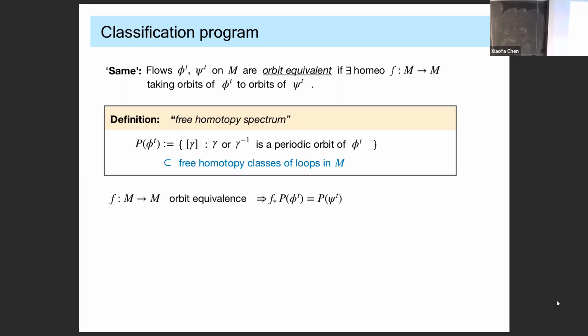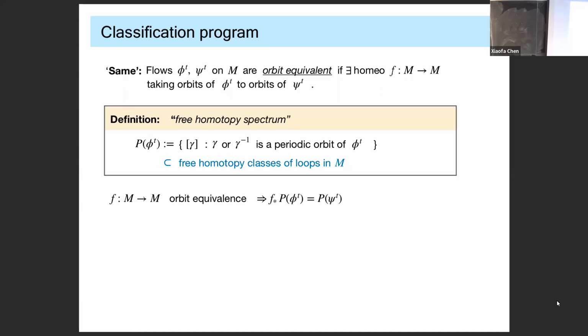There's a homeomorphism of your manifold that takes orbits to orbits. How do you tell things are not the same? Well, here's one invariant to tell that 2 flows are not the same. You can look at all of the orbits. What are orbits? They're trajectories. Some of them are closed. You come back to your starting point. Just remember all the closed ones. There's a bunch of loops in your manifold.